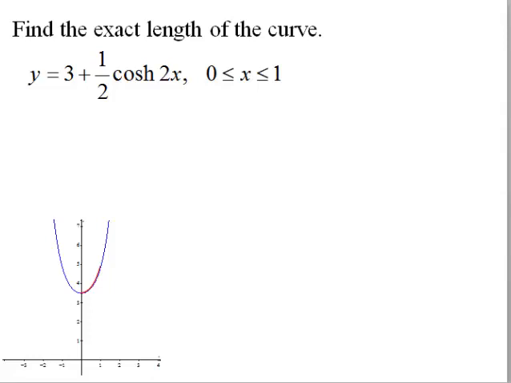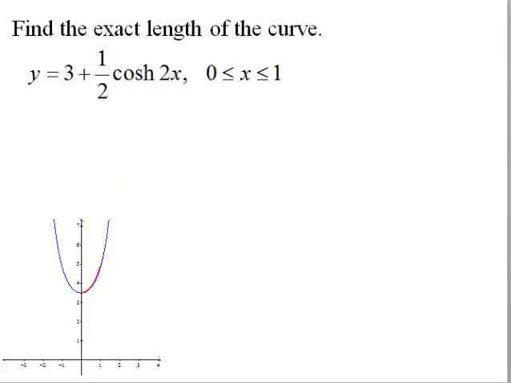So we want to find the exact length of this curve. It's y equals 3 plus 1/2 cosh 2x. We want that from 0 to 1. So here is the curve of our hyperbolic cosine, and we're interested in this little segment that you see here in red between 0 and 1, finding the length of that.